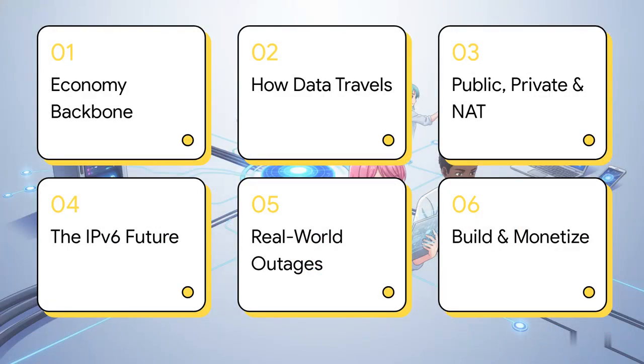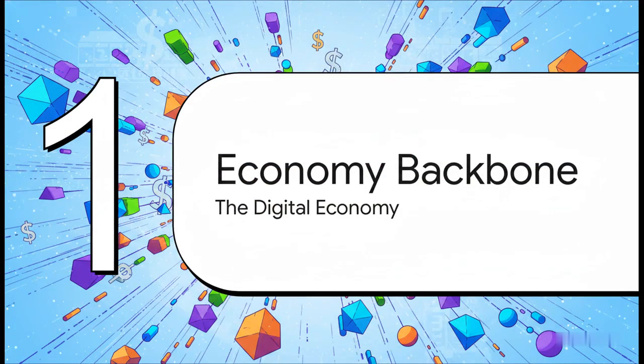Here's a quick look at the syllabus for today's note. We'll be covering 1. The digital economy backbone. 2. How data travels the web. 3. Public, private, and NAT. 4. The IPv6 digital future. 5. Real-world outages. And finally, 6. Build, grow, and monetize. We've got a ton of high-value, totally practical knowledge to unpack today, so let's jump straight into the first module. All right, Section 1, the digital economy backbone.